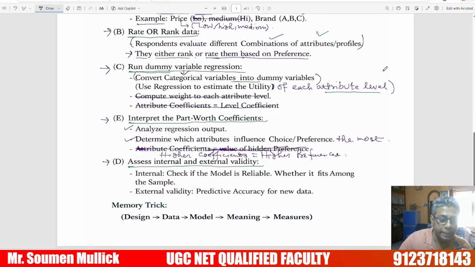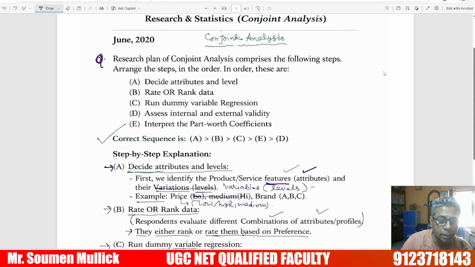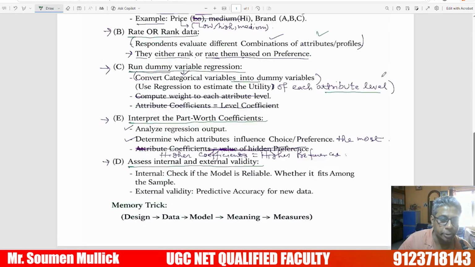Next important, interpret the part-worth coefficients. What is the part-worth coefficient? The regression output determines which attribute gets the most choice or preference. Higher coefficient equals higher preference. And the final step, assess internal and external validity. Internal checks that the model is reliable with the input. In the case of external, the predictive accuracy for new input.